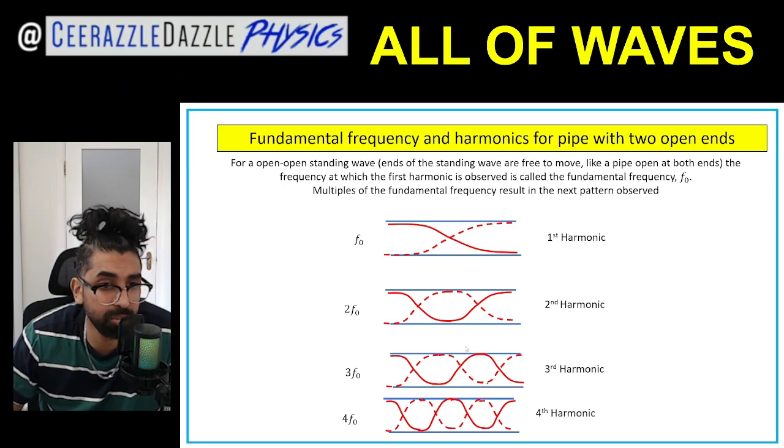You keep adding loops each time. Look, we've added one loop there, we added 2, and there are 3 loops in this one. This is obviously F0, 2F0, 3F0, 4F0 over here, and these are all the harmonics.